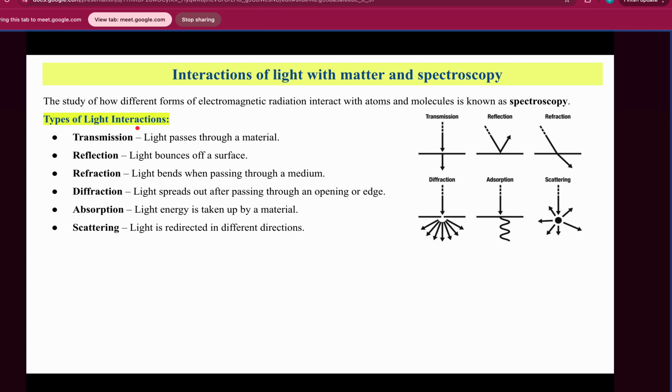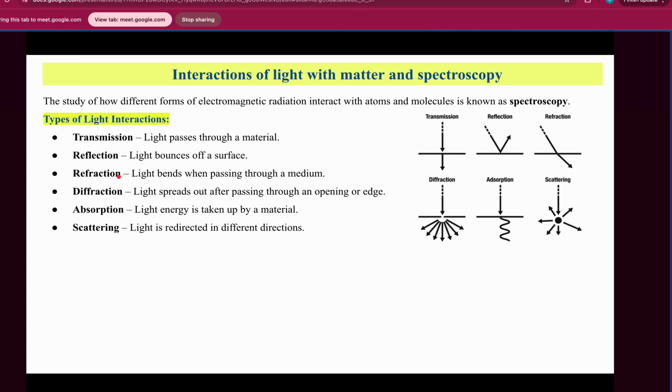There are different types of light interactions, such as transmission. Transmission is a phenomenon in which light passes directly through a material. It is not even lost, it directly passes through it. Then the second interaction is reflection, which means there is some surface, and whenever light hits that surface, it gets bounced back. It is not entering further, it is getting bounced back.